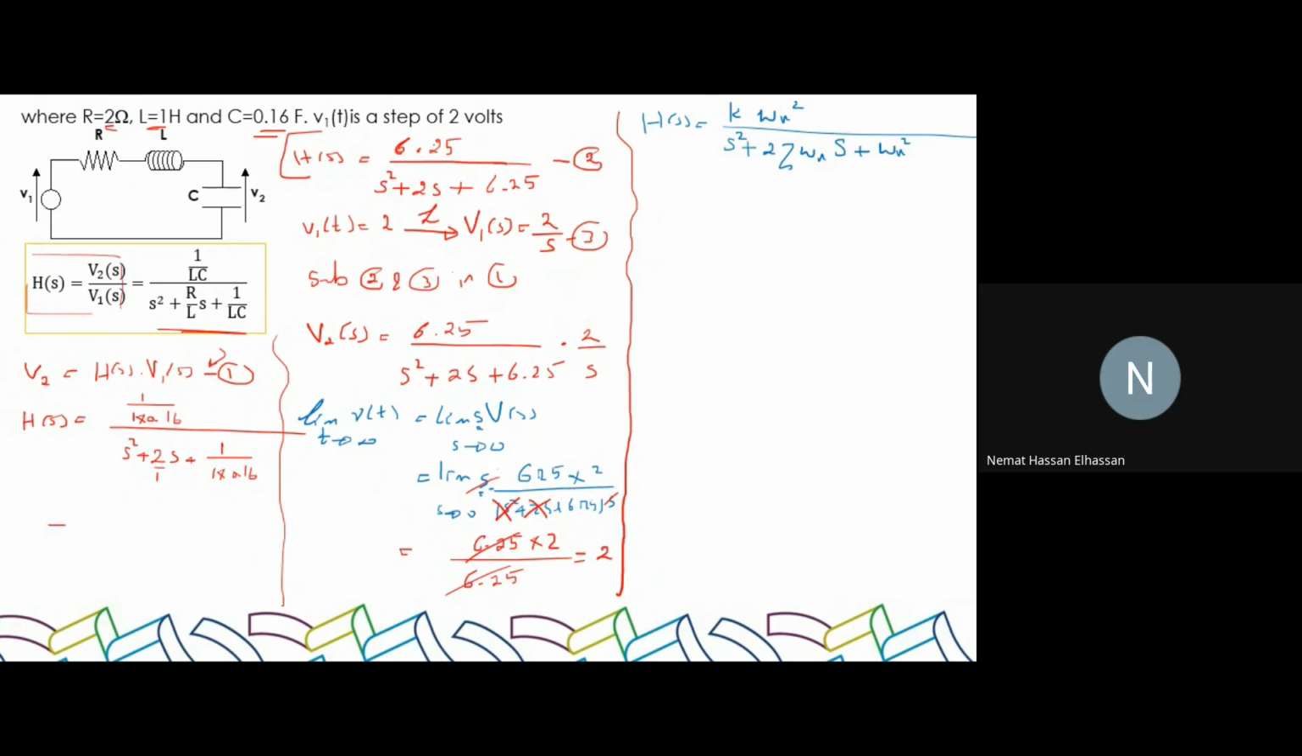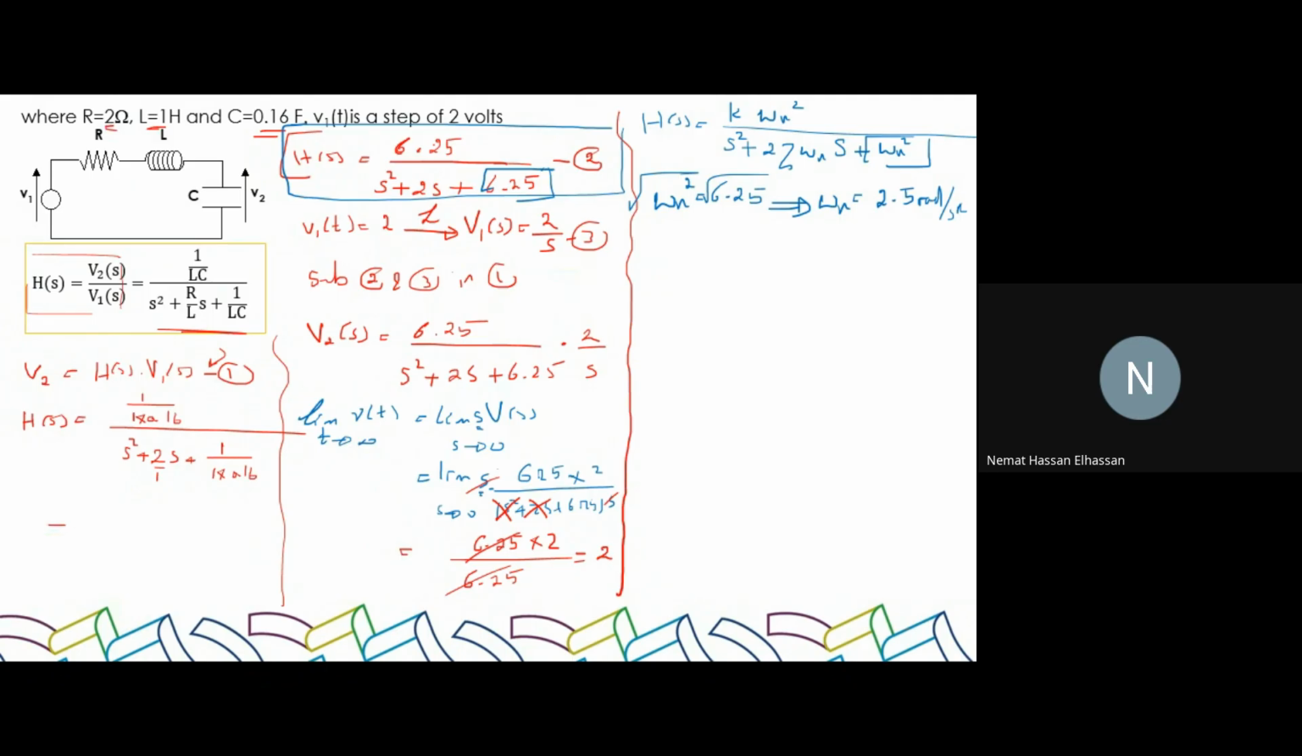So I'm going to compare the standard form with equation 2 in order to identify the value of omega n and the value of zeta. By comparison, and then I'm going to focus on the characteristic equation. So I'm going to compare third term to third term. Omega n squared is equal to 6.25, which means that omega n is equal to the square root of 6.25, which is equal to 2.5. And what is the unit for omega? Radians per second.